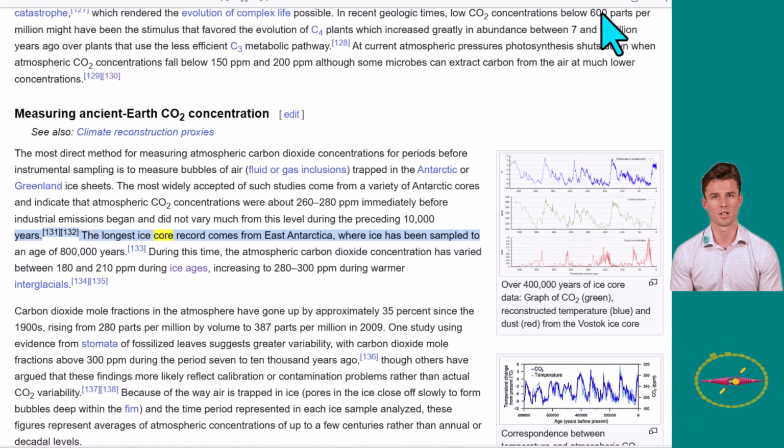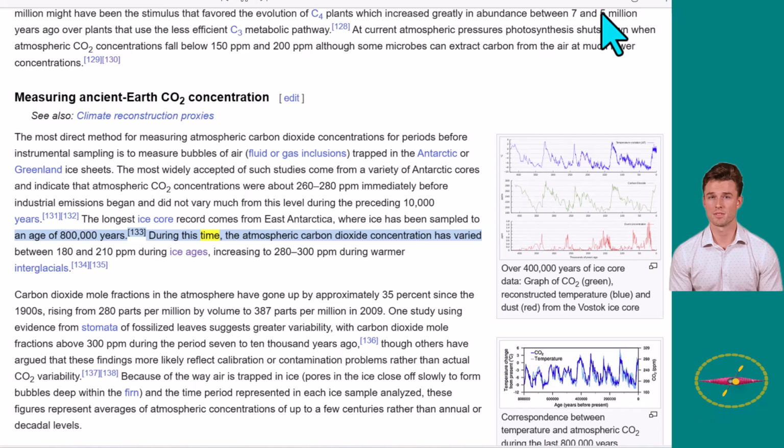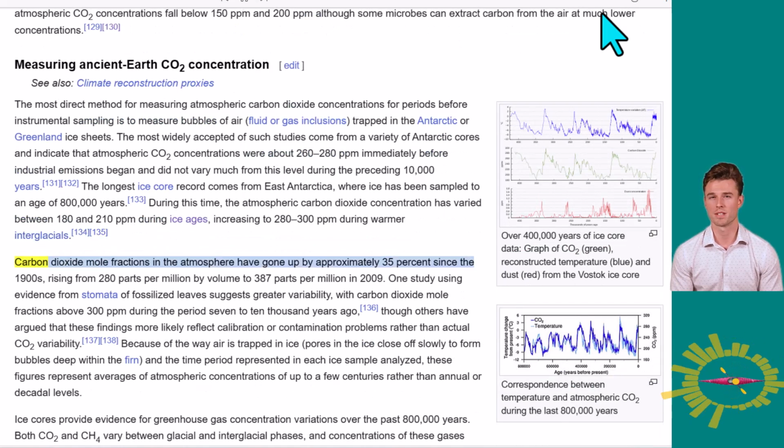The longest ice core record comes from East Antarctica, where ice has been sampled to an age of 800,000 years. During this time, the atmospheric carbon dioxide concentration has varied between 180 and 210 ppm during ice ages, increasing to 280 to 300 ppm during warmer interglacials. Carbon dioxide mole fractions in the atmosphere have gone up by approximately 35% since the 1900s, rising from 280 parts per million by volume to 387 parts per million in 2009.